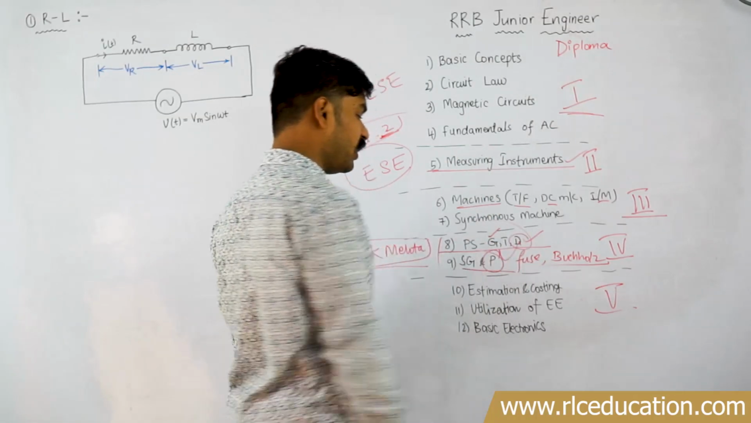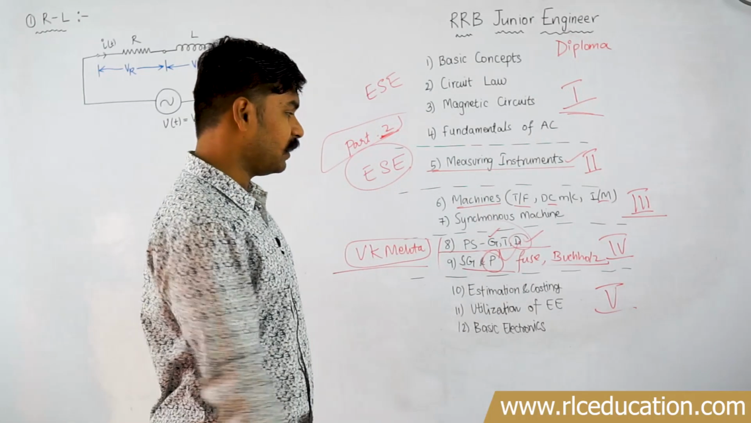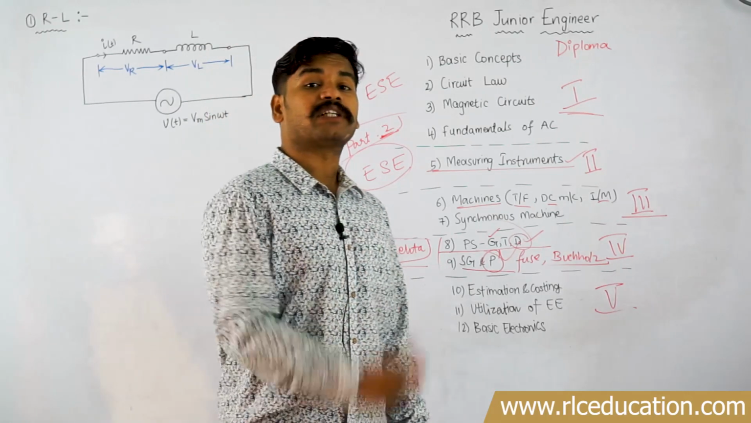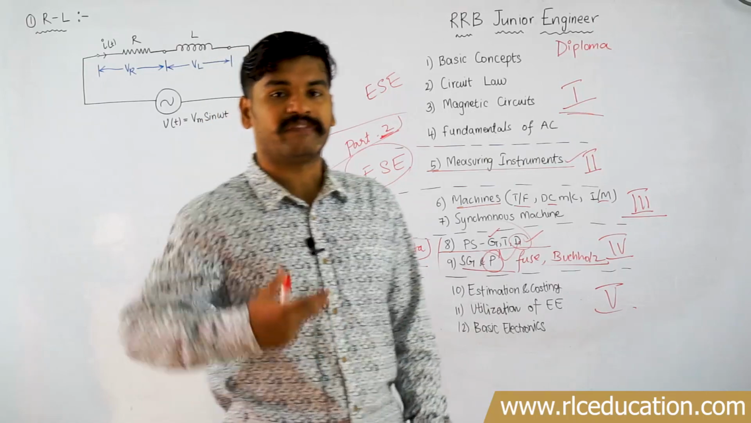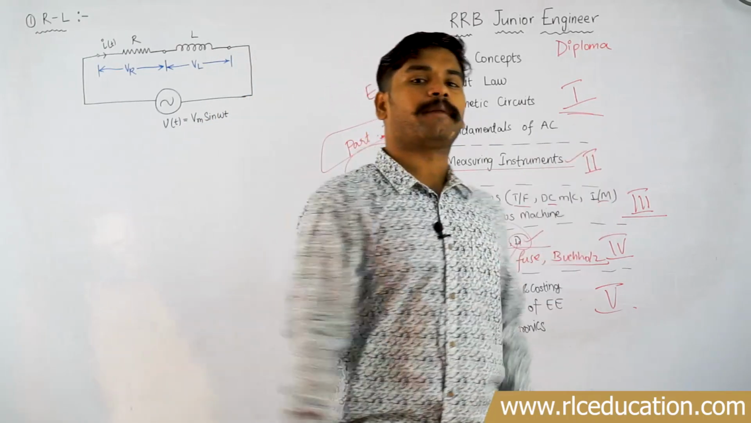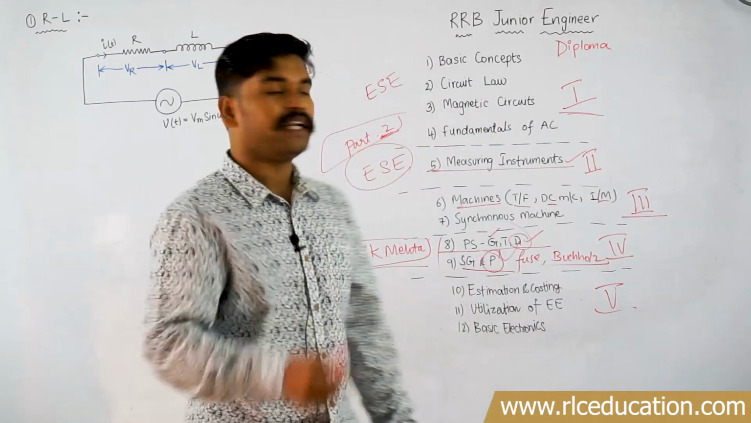And generation and distribution, go through some basic aspects of distribution, like the structure of distribution systems, and what the different types of distributors are, the configuration of distributors, like radial distributor, parallel distributor, ring distributor.